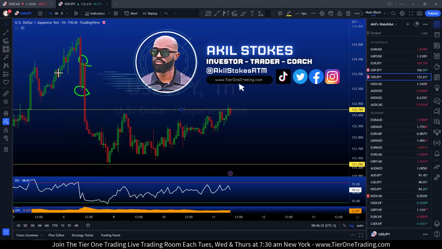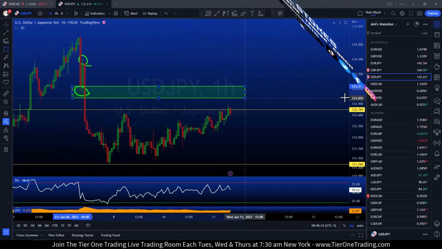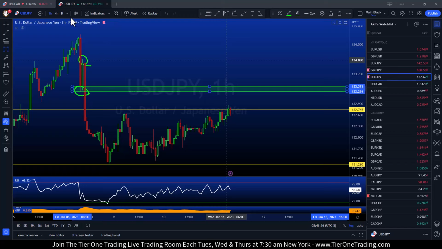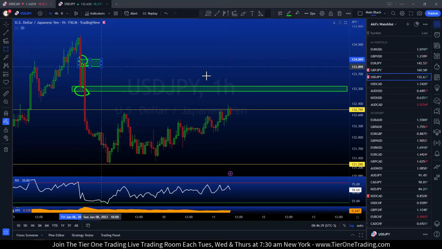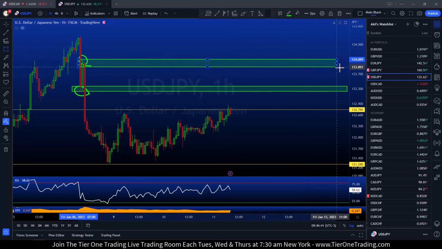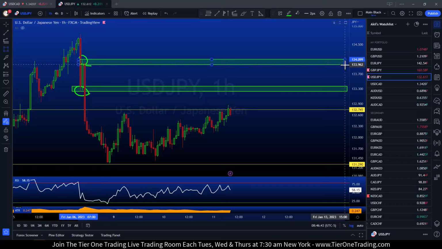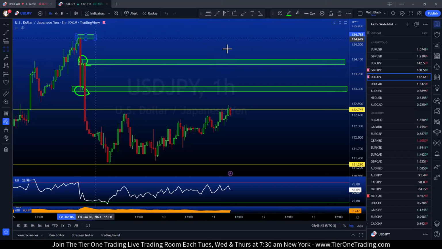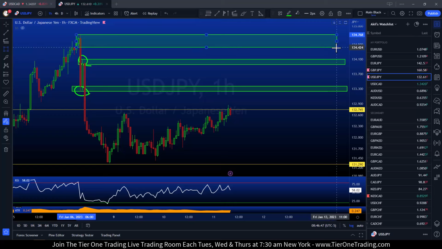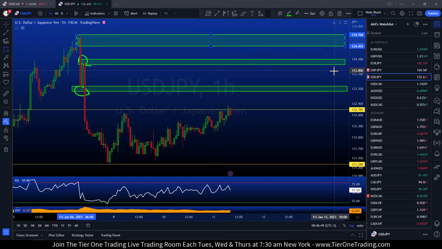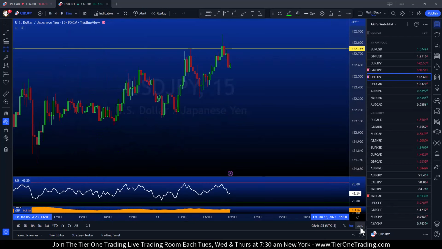And we spoke about continuation opportunities to a conservative level right here, a secondary conservative level right here, and then your final level being right here. This is going to be another one where we may have to go down to a lower time frame, and let's see.